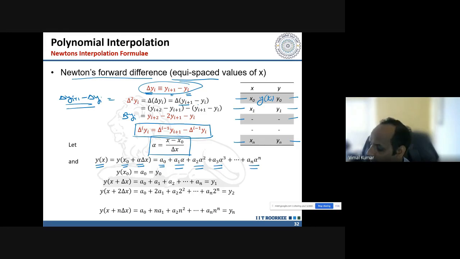Because we had assumed this kind of expanded form of y of x, I need to calculate the values of a0, a1, a2, a3, up to an. Similarly, alpha is equal to 0, alpha is equal to 1, alpha is equal to 2, alpha is equal to n. If I put all these values into this particular expression, I obtain different values: y of x0, y of x plus delta x, y of x plus 2 delta x, up to y of x plus n delta x.